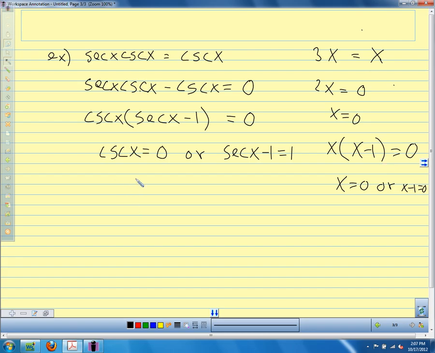The cosecant of x, what is cosecant in terms of sines and cosines? This is 1 over sine x equals 0. Does 1 over sine x ever equal 0? No. For this to equal 0, the numerator has to equal 0. So this doesn't give me a solution. And this shouldn't be 1, this should be 0. So the secant of x has to equal 0. So I'm going to go with this one. Secant of x equals 1.